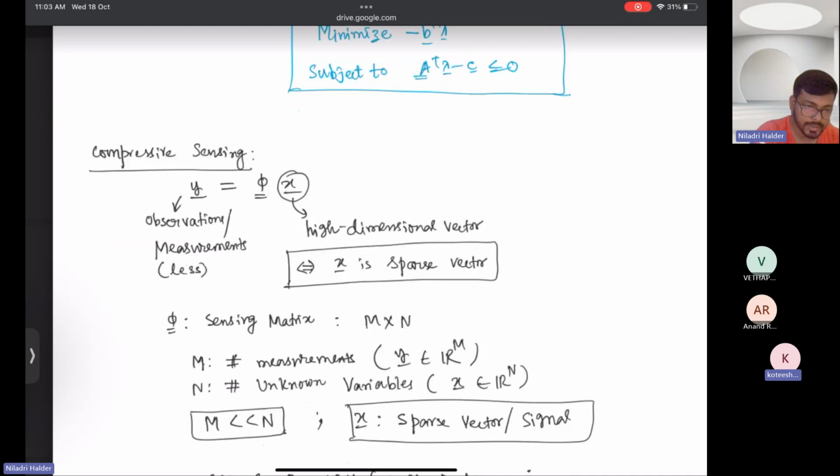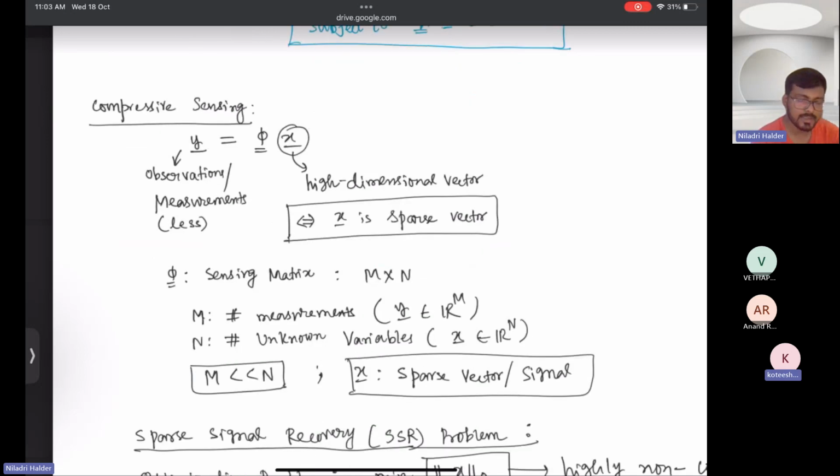Then compressive sensing. Suppose there is a matrix. For the compressed sensing case, the system model is y equal to phi x, where phi is called a sensing matrix and x is a sparse vector. Sparse means there will be many zeros in the vector x, and y is called the observations. So how do we find the sparse vector x from this system model? That is the question.